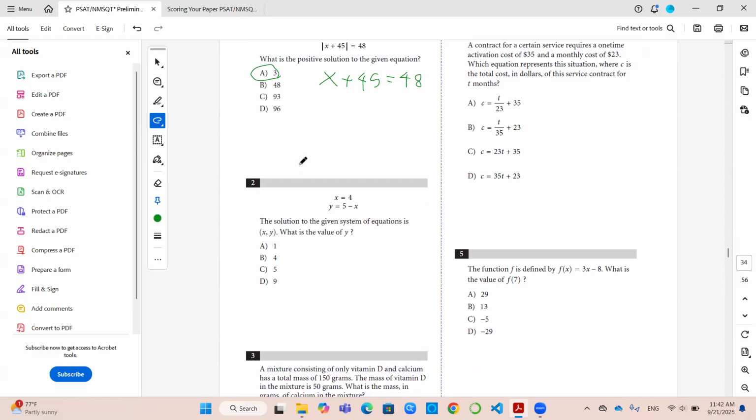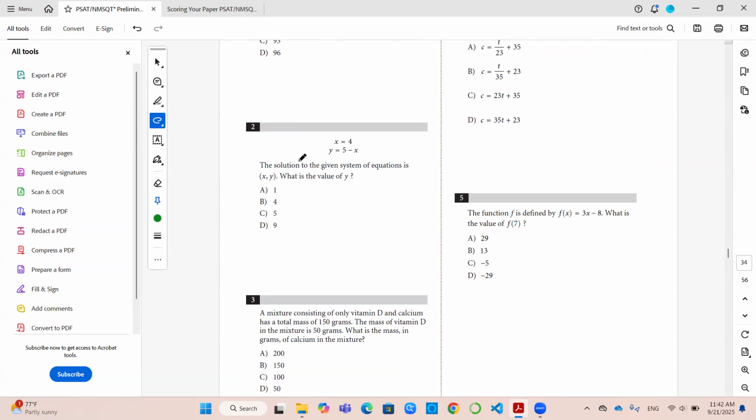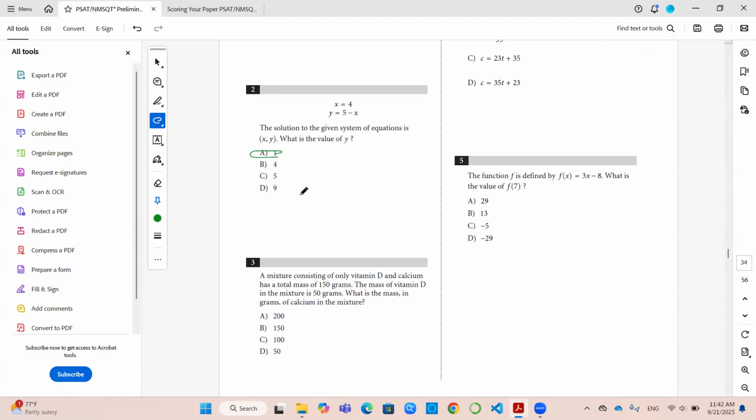Number two, the solution to the given system of equations is x comma y. What is the value of y? All you got to do is put the 4 inside the x here, and it becomes y equals 5 minus 4. What is 5 minus 4? That's 1, so A is the correct answer.